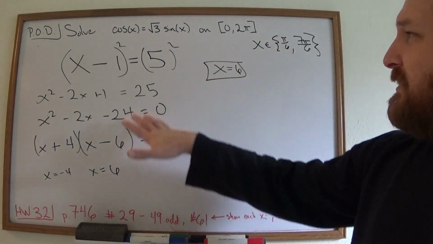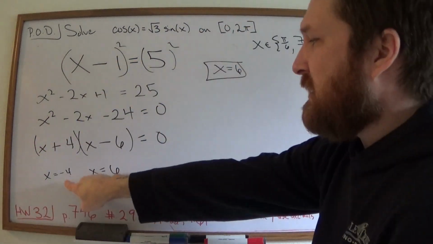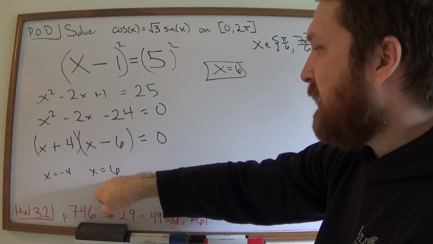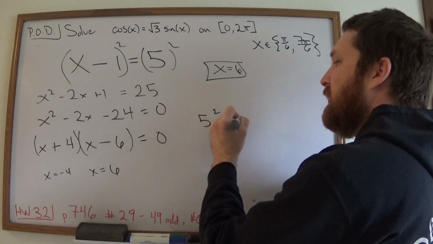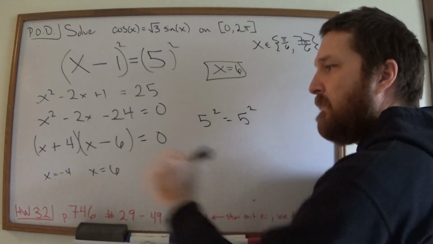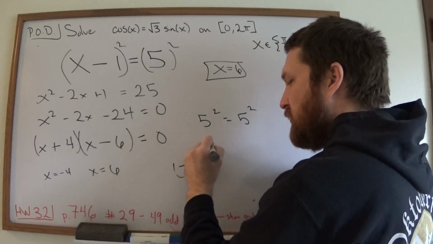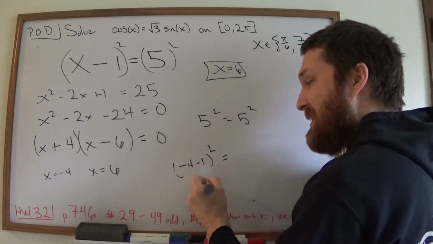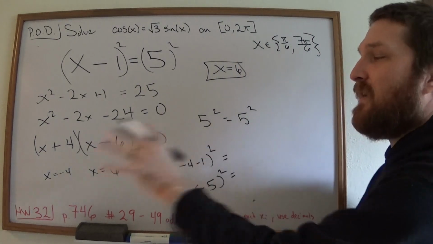Then you'd have to go back to the very beginning and see which one of these work. Well, if you've squared your equation, you can see why both of them work. Plug in your 6. You get 6 minus 1 is 5, squared is indeed equal to 5 squared. Plug in the negative 4. Negative 4 minus 1 squared is negative 5 squared, and because you square it, now the sign doesn't matter.